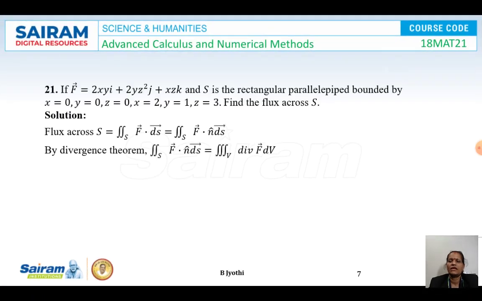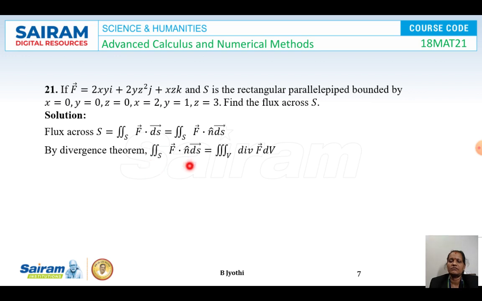Next problem. If f is equal to 2xy i plus 2yz square j plus xz k, and S is a rectangular parallelepiped bounded by x is equal to 0, y is equal to 0, z is equal to 0, and x is equal to 2, y is equal to 1, z is equal to 3. Find the flux across the surface S. So flux across the surface is given by double integral along S of f dot ds, that is, double integral of f dot n ds.